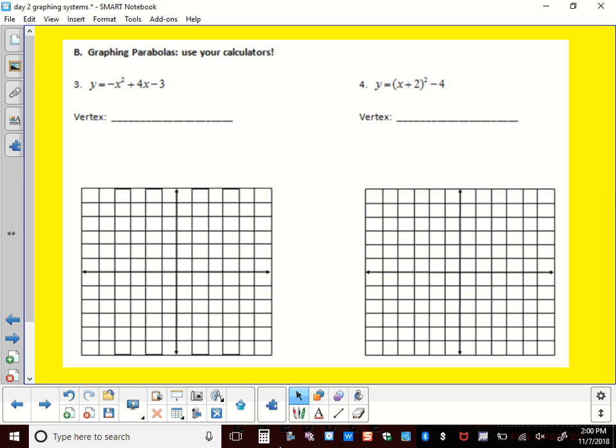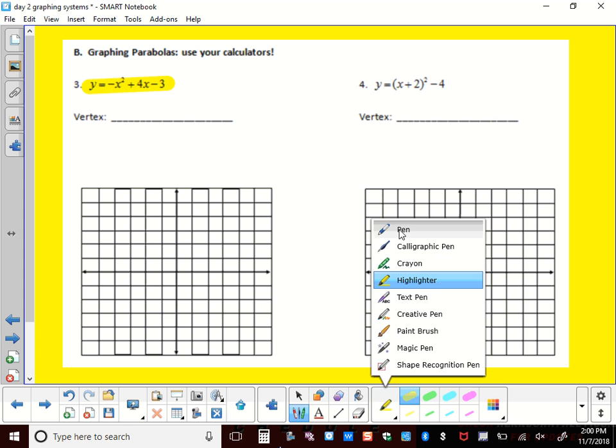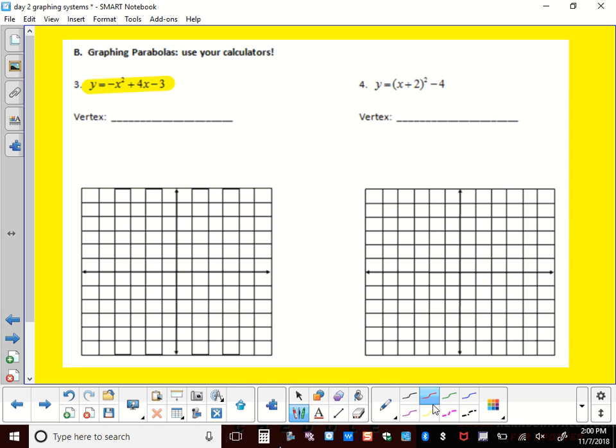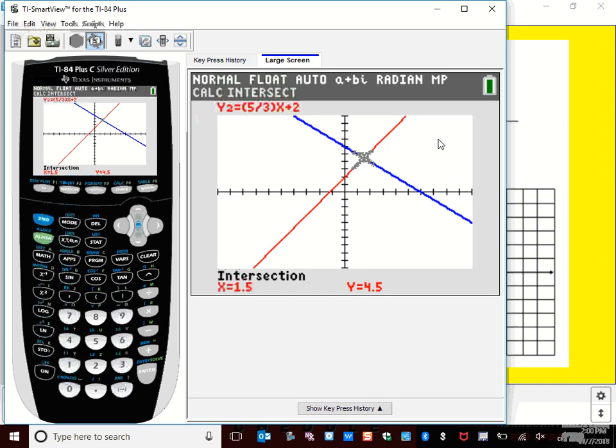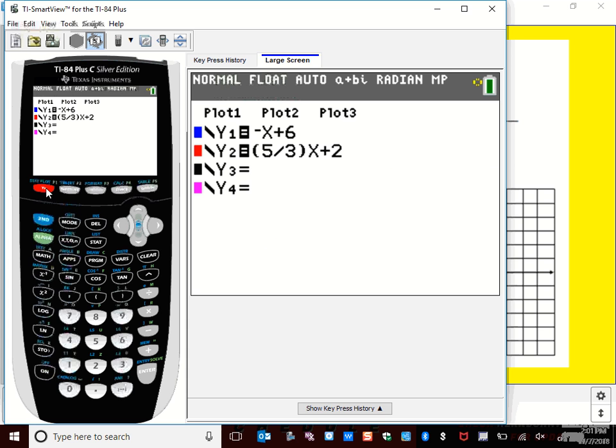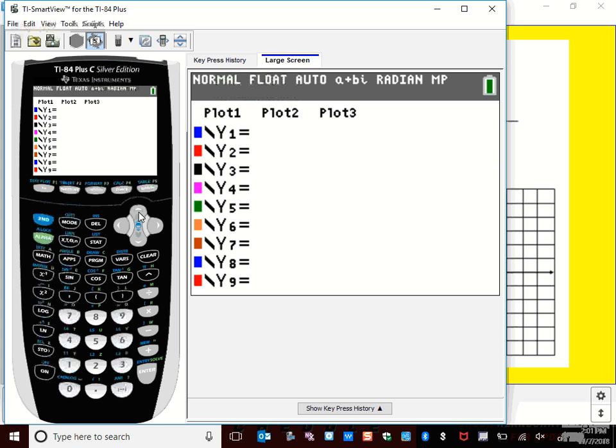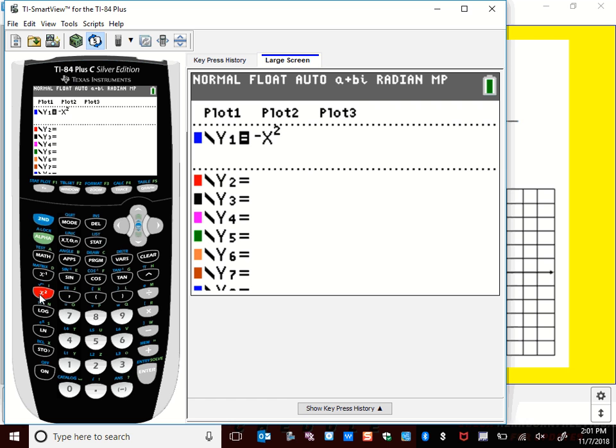Alright, so I have y equals negative x squared plus 4x minus 3. I can't tell what my vertex is based on that. I have no idea. So let's grab our calculators. I'm going to go to our y equals. Okay, someone read out to me what it is. Negative x squared plus 4x minus 3.